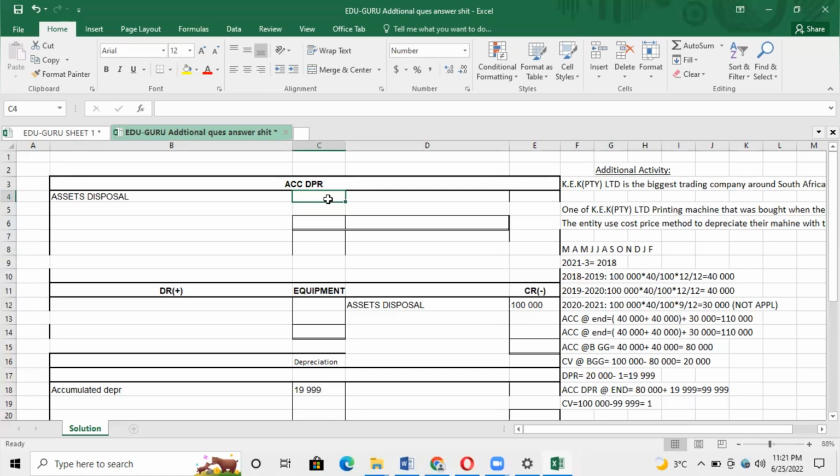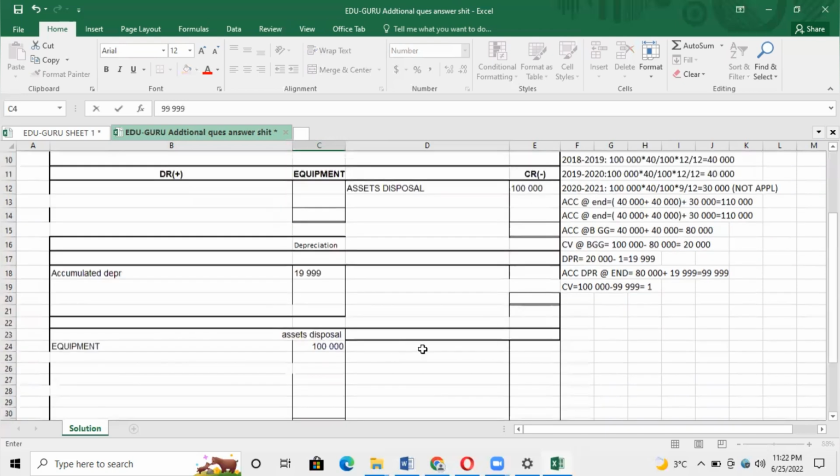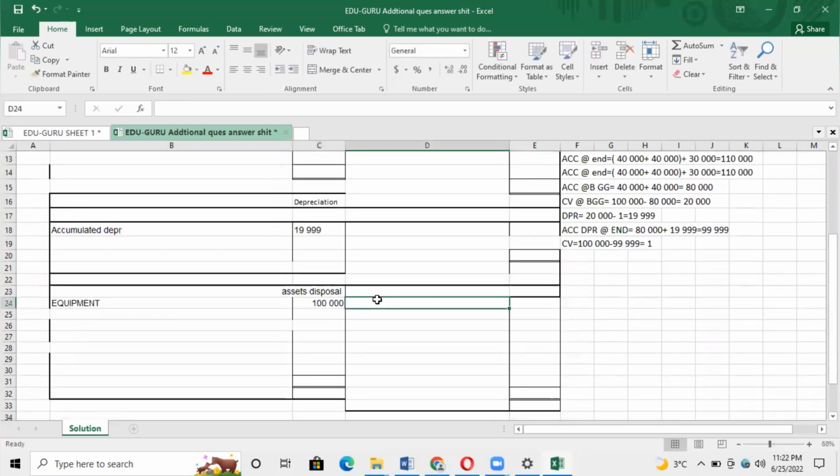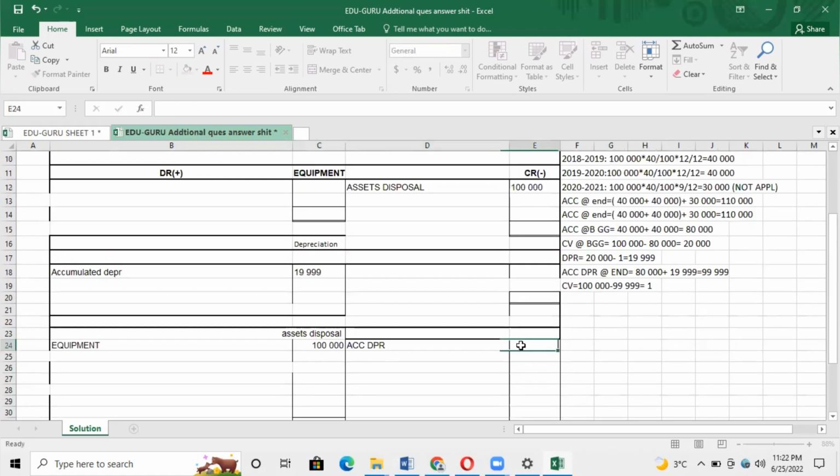I hope it does make sense. Then here, guys, please, we come only with accumulated depreciation at the end. What was my accumulated depreciation at the end for this disposed asset? Here it is, 80,000 plus 19,999. So it's 99,999, guys, right? I'm not going to close this account too. So let me just move on to my asset disposal account. I'm going to record my accumulated depreciation, guys, with the very same value I've recorded in my accumulated depreciation account.